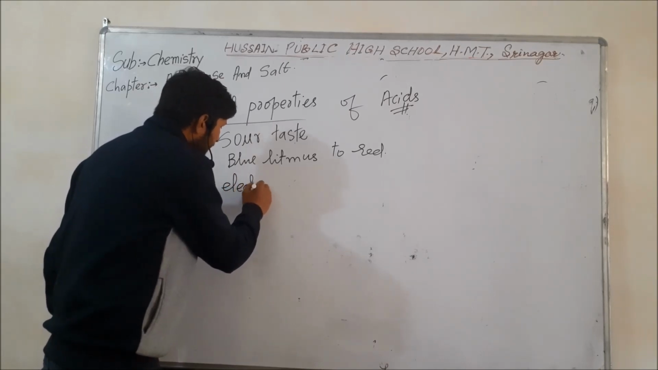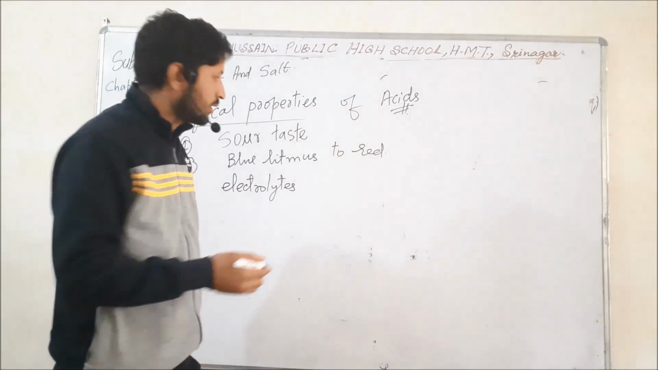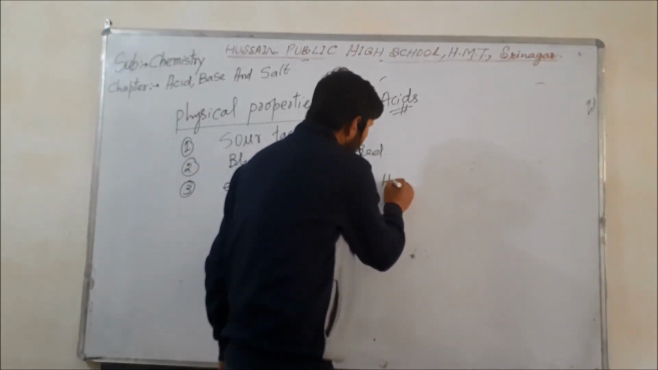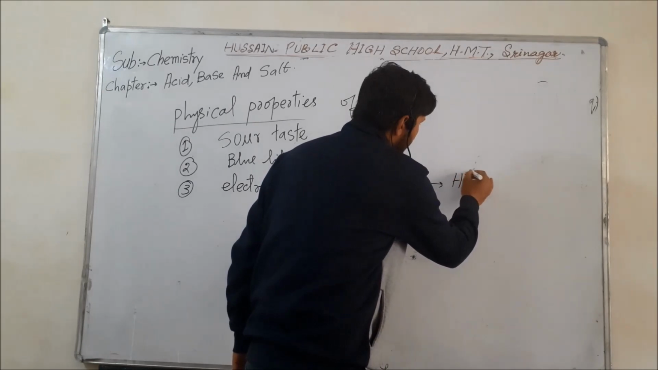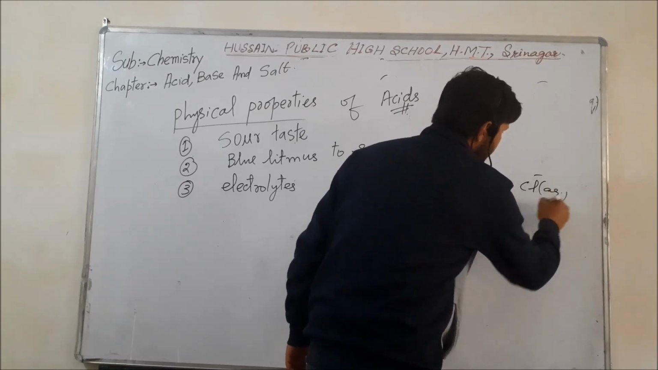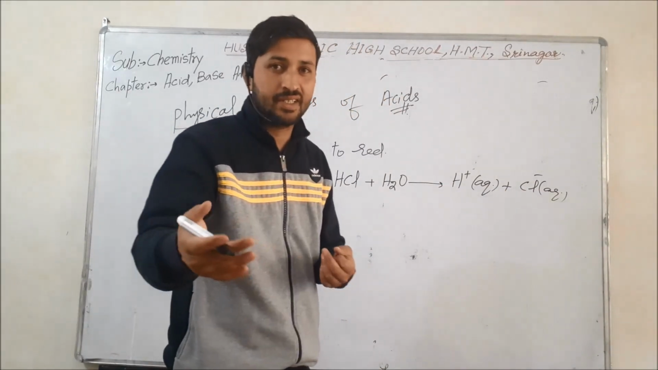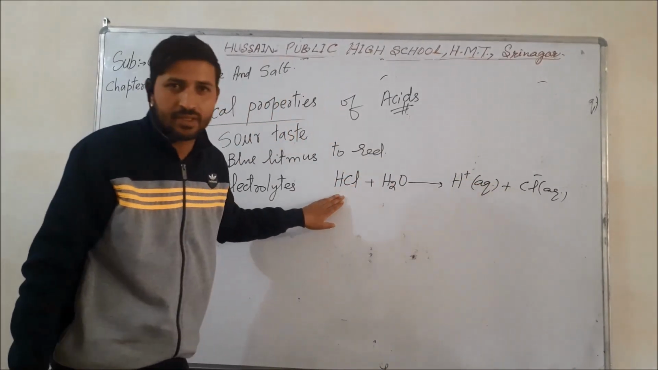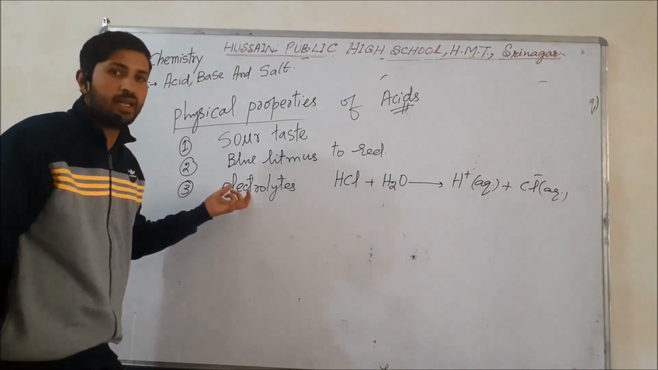Number 3 point. Acids are electrolytes. That means they conduct electricity. How do they conduct electricity? You know that HCl, when HCl is dissolved in water, it will form H+ ion and Cl- ion, aqueous. It is surrounded by water. These are ions. Ions conduct electricity. When we dissolve acid in water, it forms ions, and ions conduct electricity. That's why these are called electrolytes.